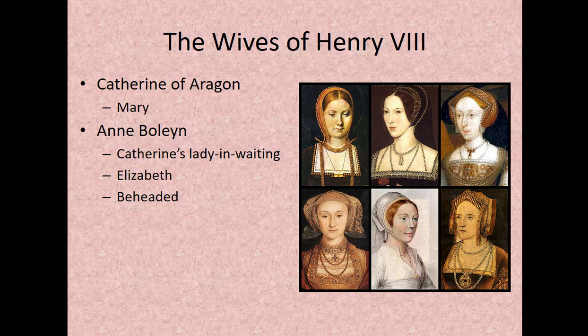Now, Henry VIII is probably best known for his wives. We've already talked about Catherine of Aragon, how she was only able to give one daughter who survived, Mary. Next up came Anne Boleyn, who was Catherine's lady-in-waiting, which is the main attendant of Catherine of Aragon. She was a noble. She gives birth to Elizabeth. That's a good thing.